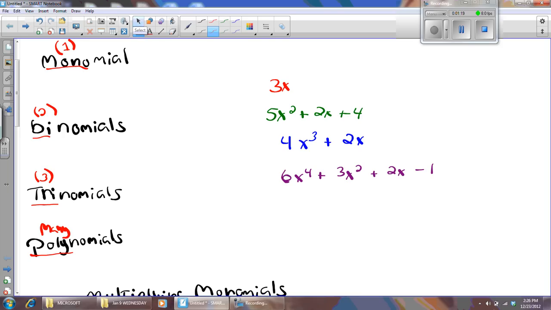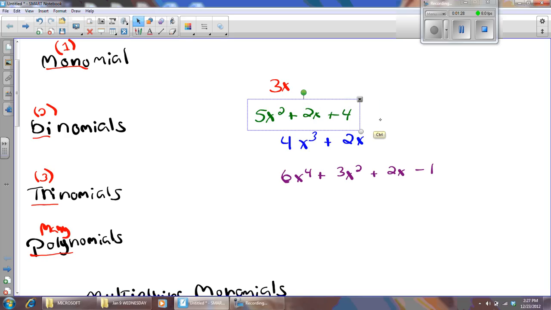So look at these terms I have written over here. I've got a 3x, a 5x squared plus 2x plus 4. Let me regroup those all together. I've got a 4x cubed plus 2x and the one in purple down here. Well, this red one here only has one term. That's a monomial. By the way, a plain old number by itself is not a monomial. Like for example, 5. That's called a constant because it doesn't vary. It stays the same.